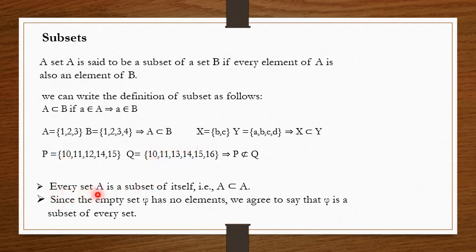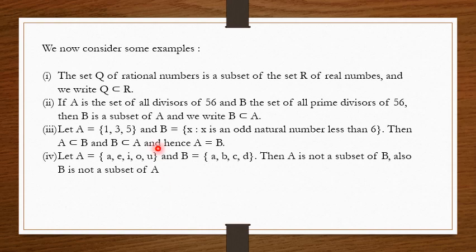So every set A is a subset of itself. Since the empty set phi has no elements, we agree to say that phi is a subset of every set. These are some more examples. The set of all rational numbers is a subset of the set of all real numbers. We can write it as Q ⊆ R.